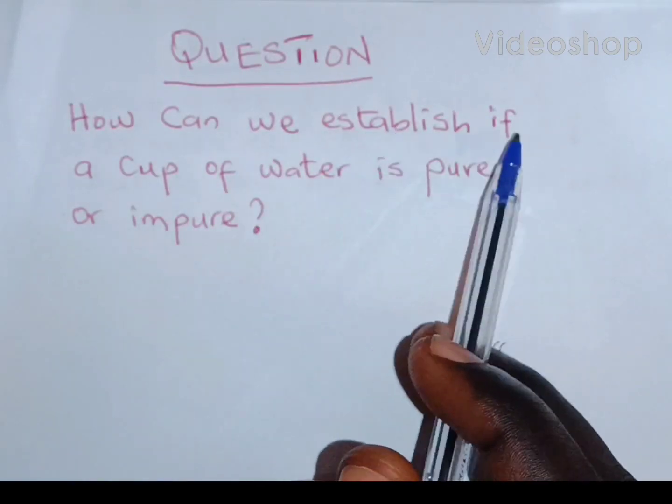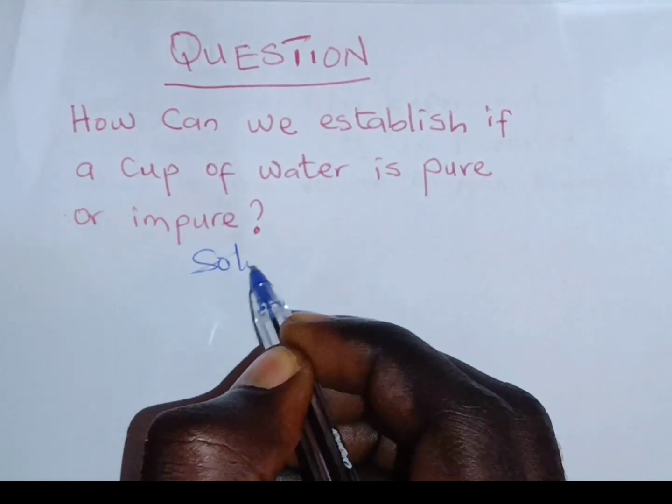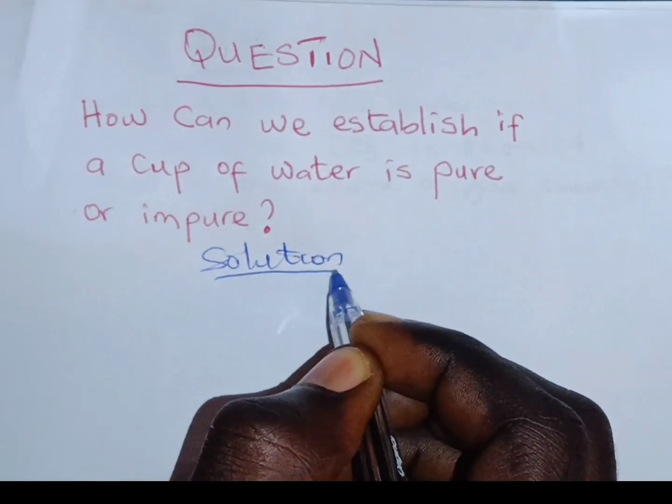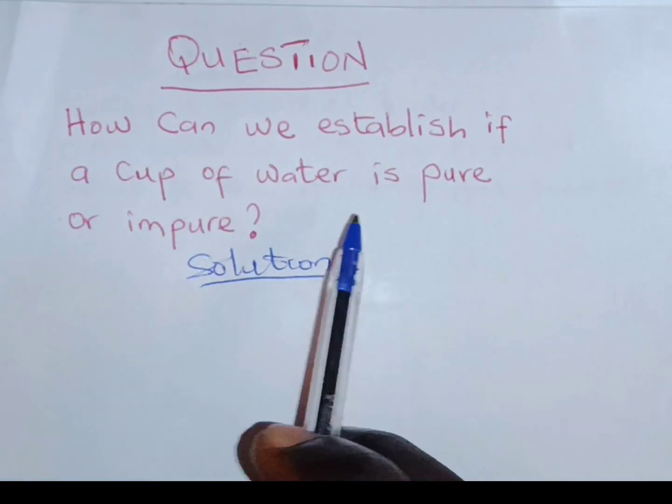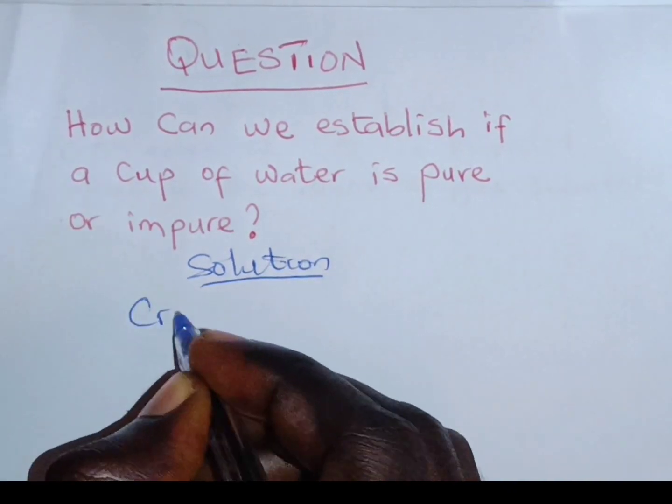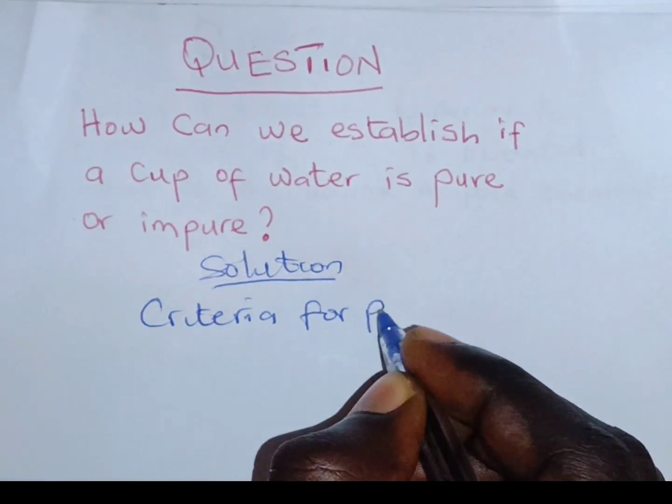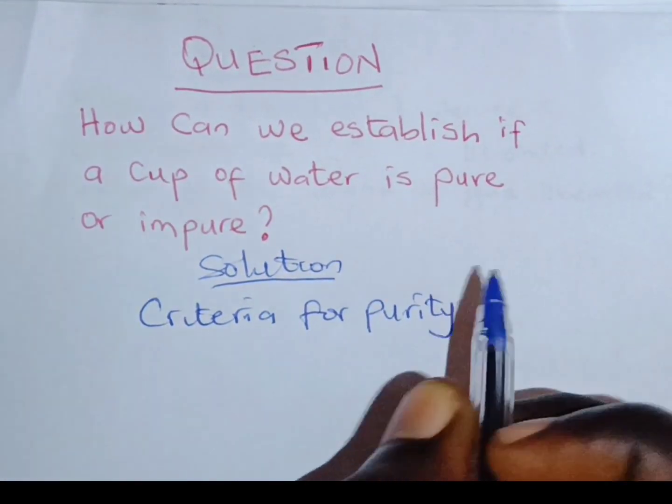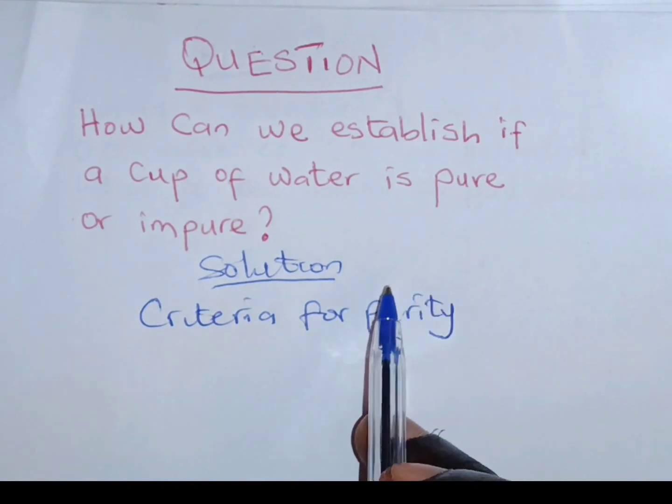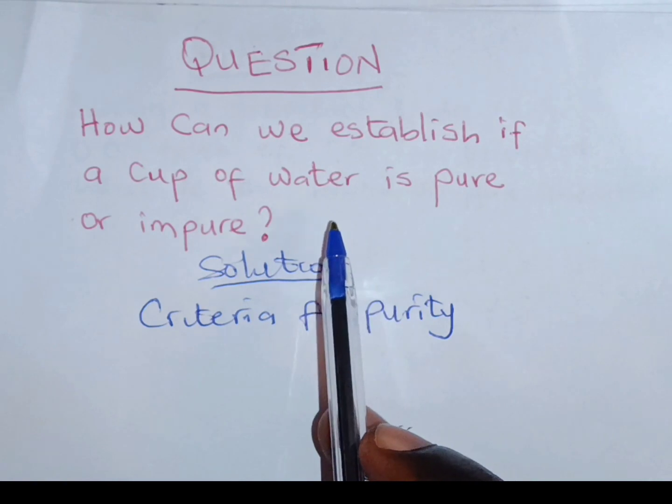How can we establish if a cup of water is pure or impure? Solution. Now, this question involves what we call the criteria for purity. There are 2 or 3 or 4 ways in which you can attest if a compound or a particular material is pure or impure.